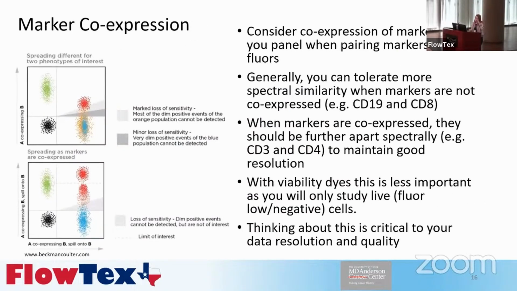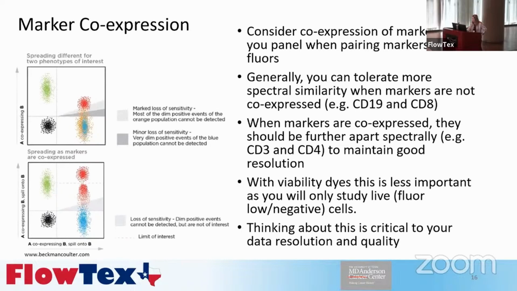Okay, so when we look at co-expression, what we're looking at here is that when you have high spectral similarity between dyes, you want to have those pairs on markers that are less related. It's going to improve your resolution, and it's going to mean that you have less of a zone of uncertainty between positives and negatives. This is going to be very important for how well you can resolve things, and I'll have a couple of simplified diagrams to show you this in a minute.